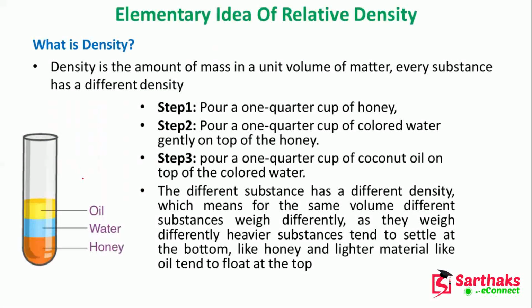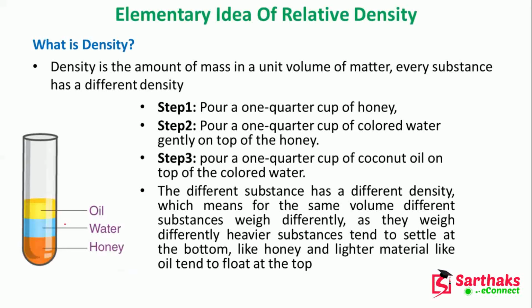Now the relative density. Here in this picture we have oil, water and honey. You can see that oil is above the whole column, then you have water, then honey. So why does this happen? Due to the relative density of the oil, water and honey.